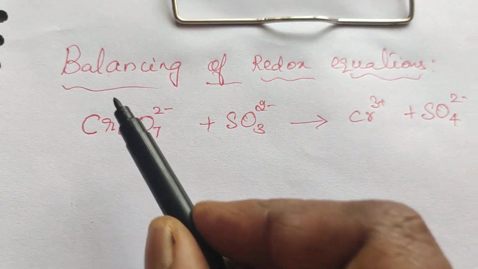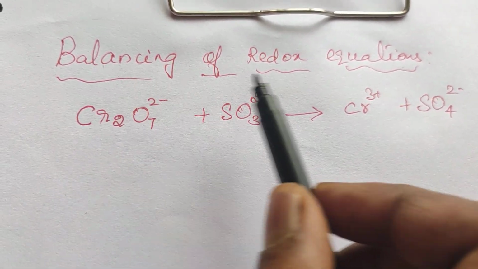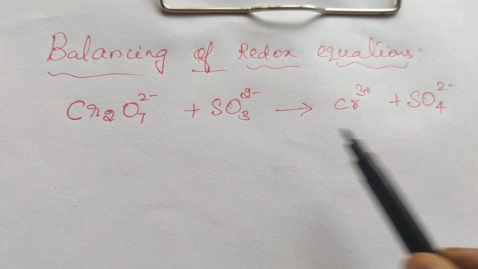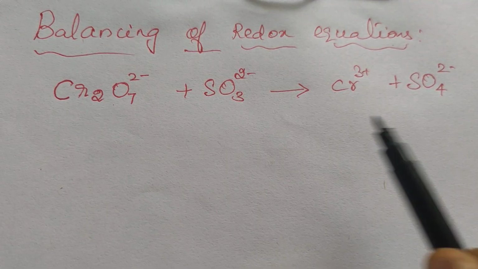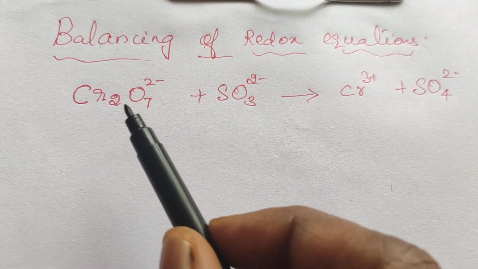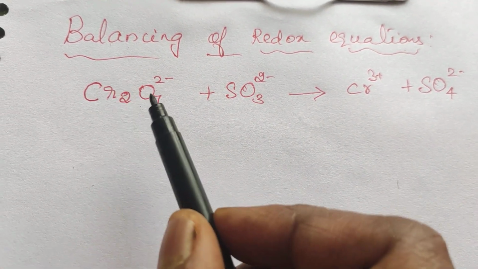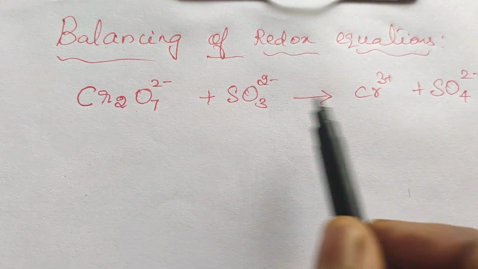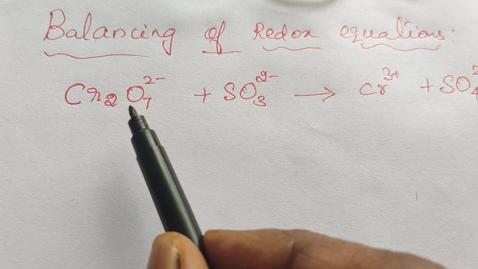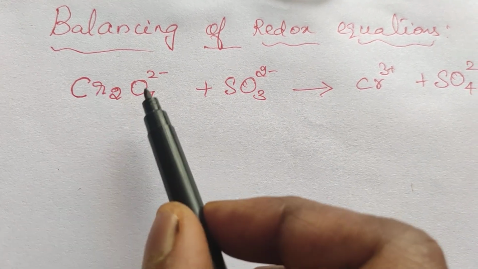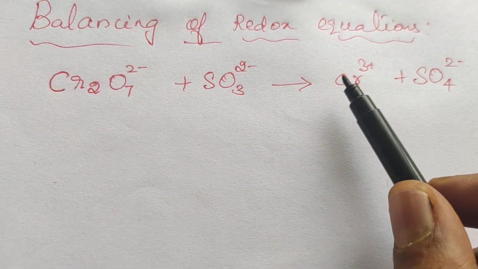Hello students, we are going to discuss how to balance redox equations, ionic equations, right? So first step, divide the given equation into two half reactions. How to divide? Except hydrogen and oxygen, the remaining elements you have to focus on. So here except hydrogen and oxygen, chromium is here, right? So in the product side, here chromium is there.